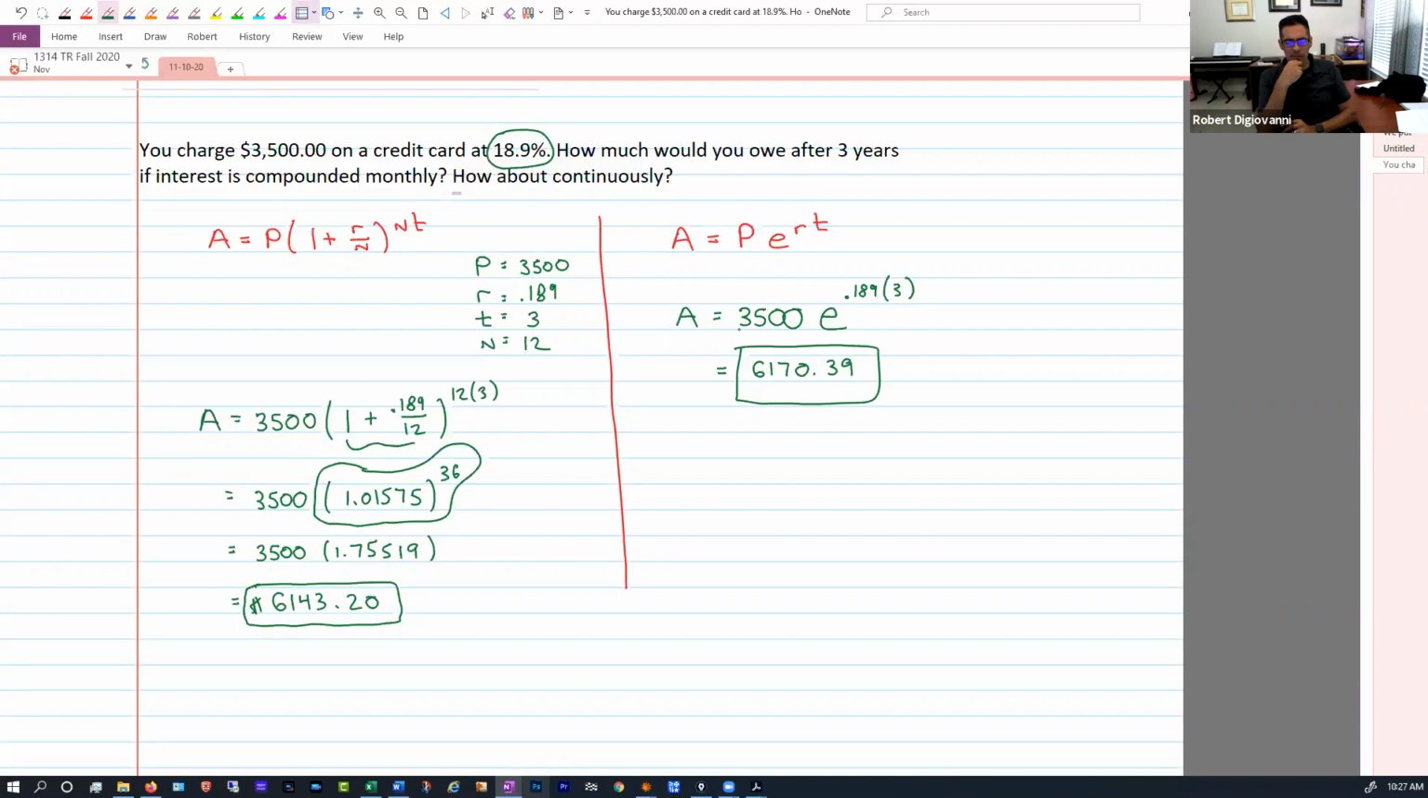So the only time we're going to be using the PERT formula is when it's compounded continuously. The only time you use that is when you see the word continuously. Every other time you're going to have an N. So the N's that you should know are monthly, which is 12, quarterly, which is 4, and those are the only two I'll throw at you. You could have daily also, but then N would be 365.